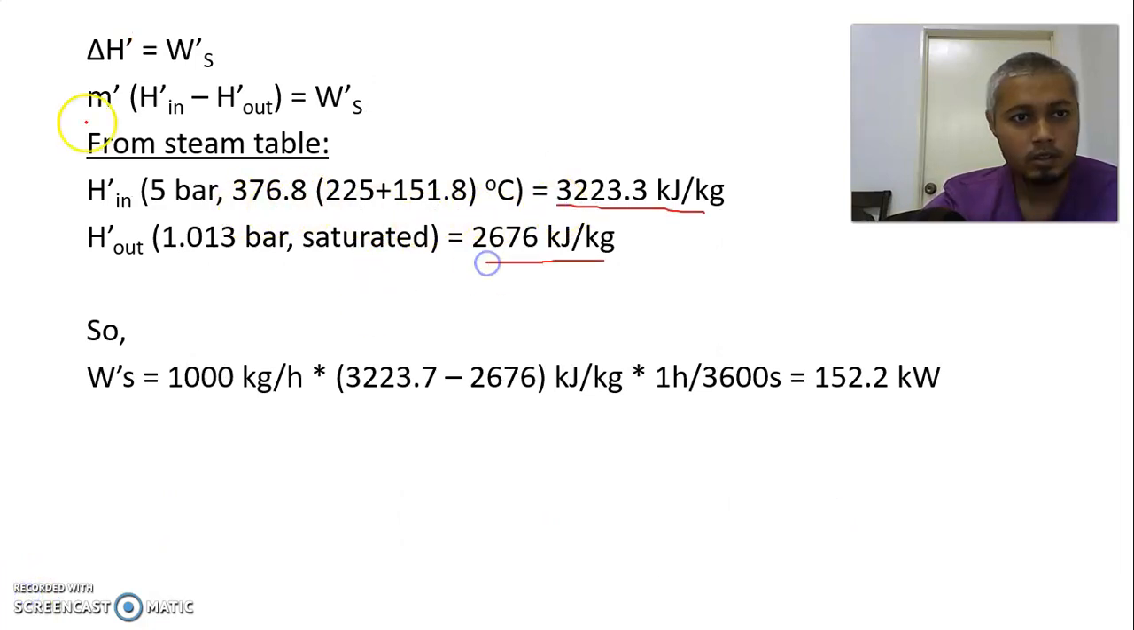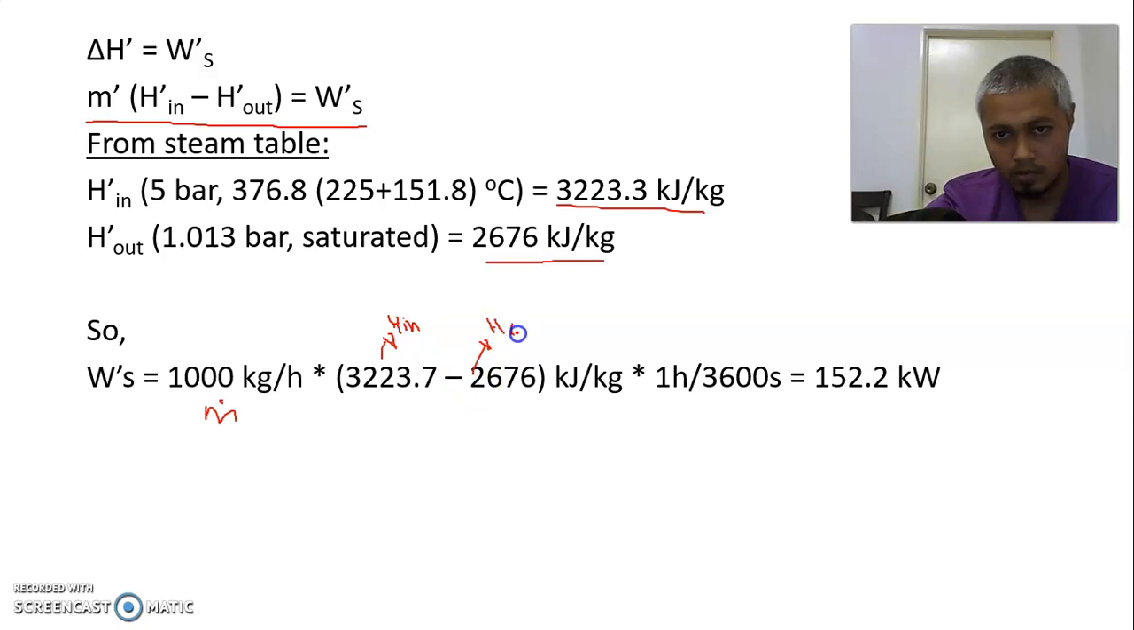We can plug in this equation to get the work output. So work output equals 1000 kg per hour, which is the mass flow rate, times H in minus H out. Then we convert the unit here, and we get 152.2 kilowatt.